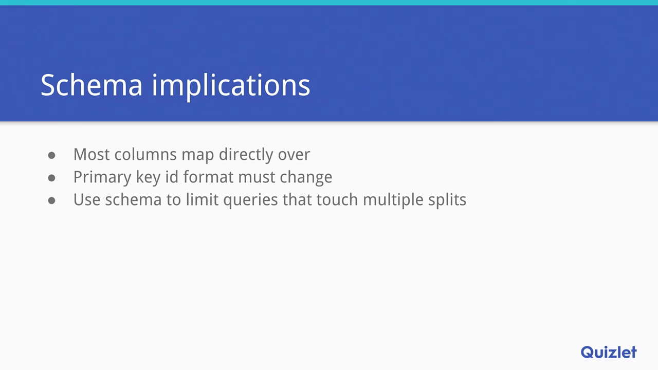There's a few implications for the ID format. I'm going to dive into that. And then the other important thing to remember is you want your schema to be thoughtful around data locality. So you want to use your schema to limit the number of queries that touch multiple splits, in other words, that touch a bunch of areas of your data. And I'll show you how we do this.